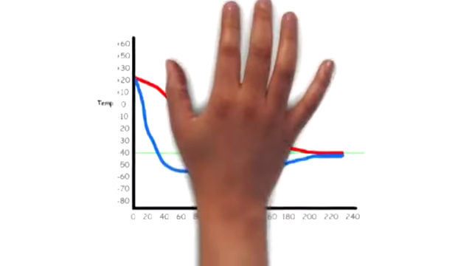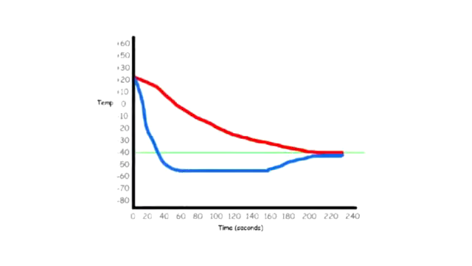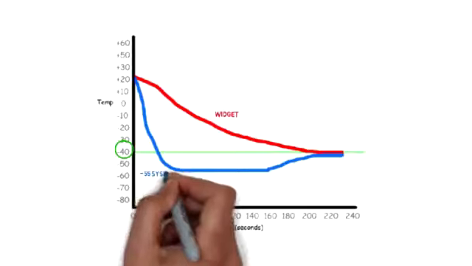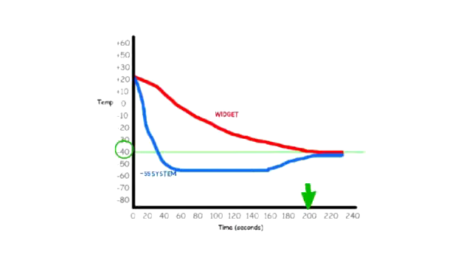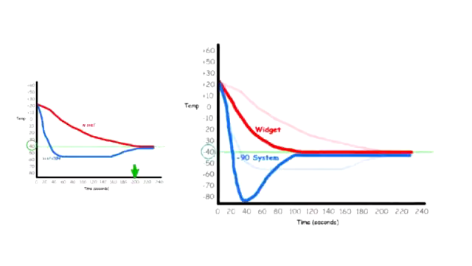This graph shows just how much you could improve throughput by increasing delta T. If we drive our widget to minus 40 with a minus 55 system, it will take 200 seconds. If we drive our widget to minus 40 with a minus 90 system, it will take half that time. By increasing delta T, we're doubling our throughput.